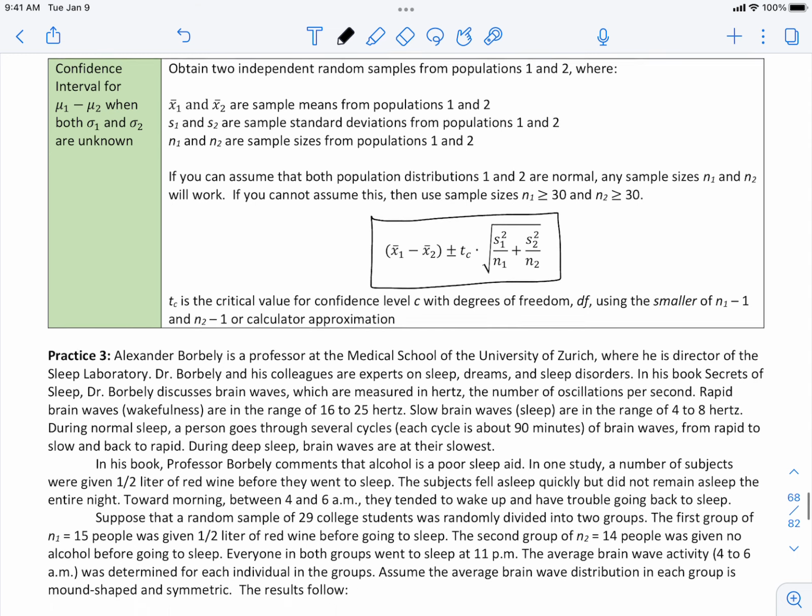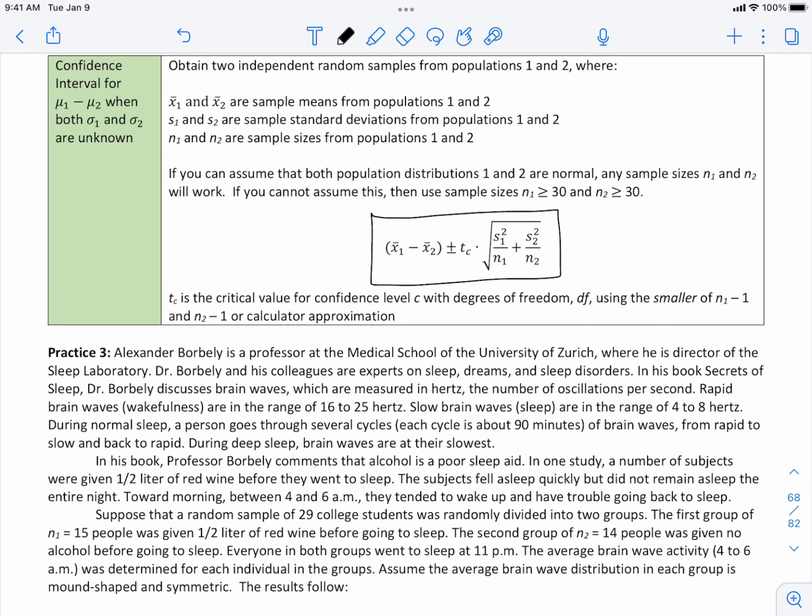So here's our full confidence interval formula. Same as what we just did, except now we have our t critical value and our S1 and S2 sample standard deviations. Notice TC is the critical value for confidence level C with degrees of freedom using the smaller of N1 minus 1 and N2 minus 1, or the calculator approximation.